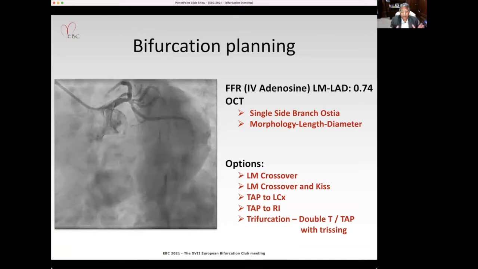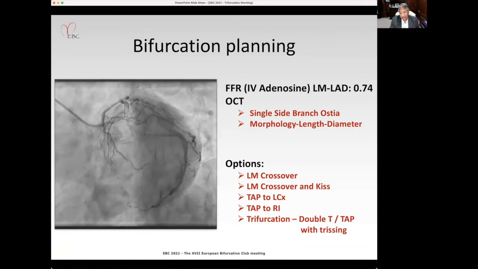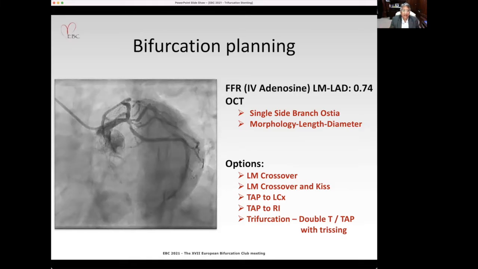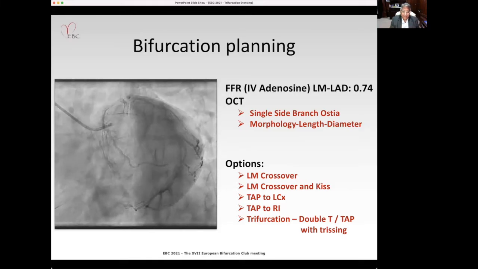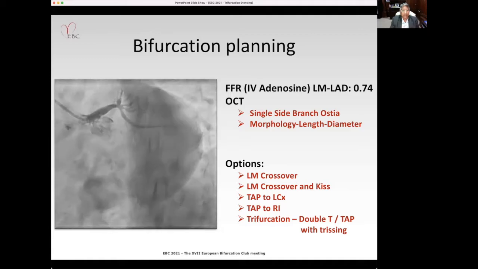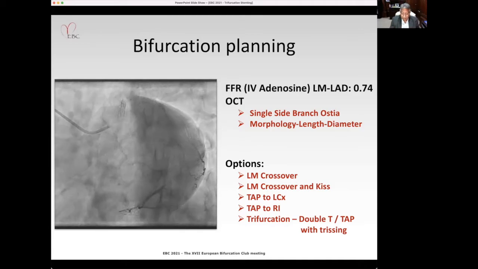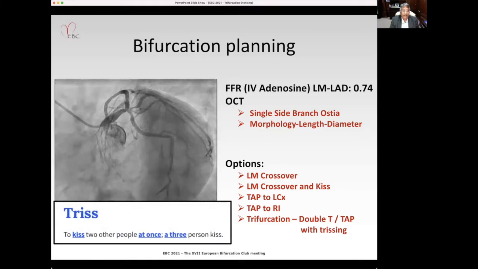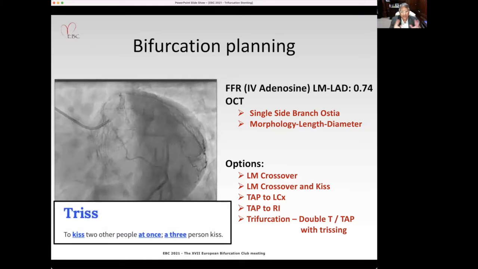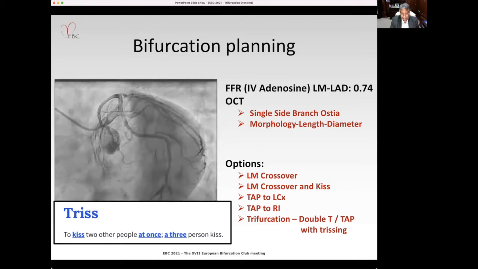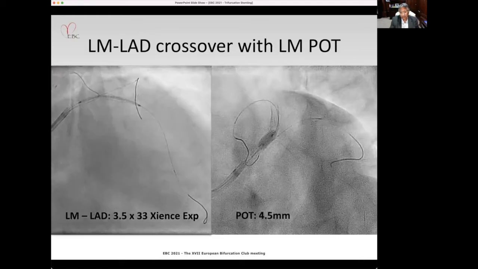The simple option is to just go and do an LM crossover, or to do a crossover and kiss, or to do a TAP, a trifurcation TAP, a double T with a trissing. Now, what's a trissing? According to the dictionary, a trissing is to kiss two other people at once, or a three-person kiss. And that's what we thought we would do.